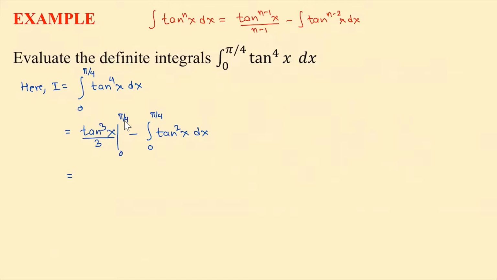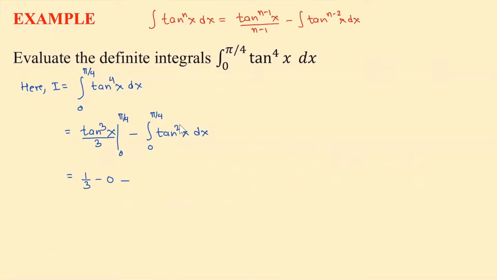So if I plug in upper limit, it will be tangent pi over 4 cubed. Tangent pi over 4 is 1, 1 cubed is 1, divided by 3. Then we subtract and plug in lower limit. If you plug in 0, this will be tangent 0, which is 0. 0 cubed is 0, divided by 3, that is also 0. Then minus, now we need to integrate tangent squared x.